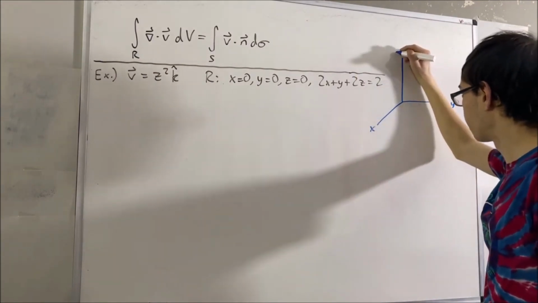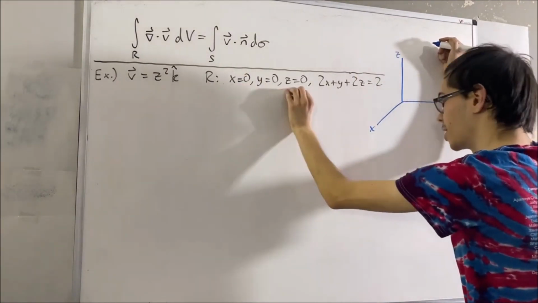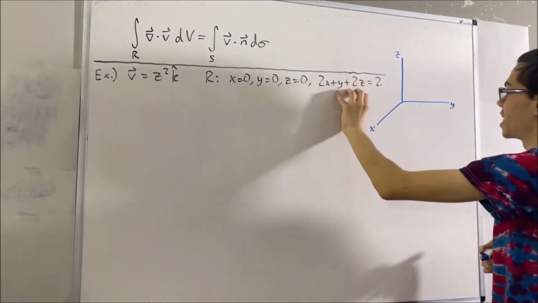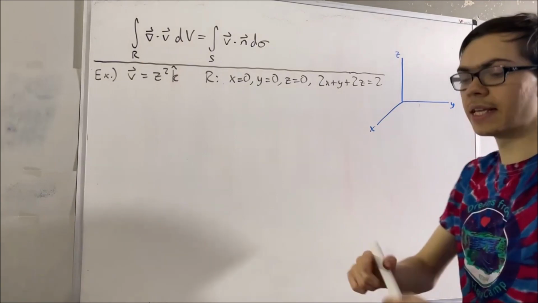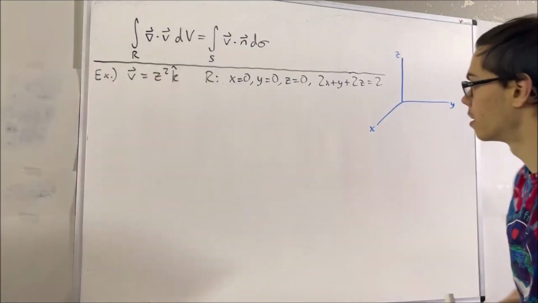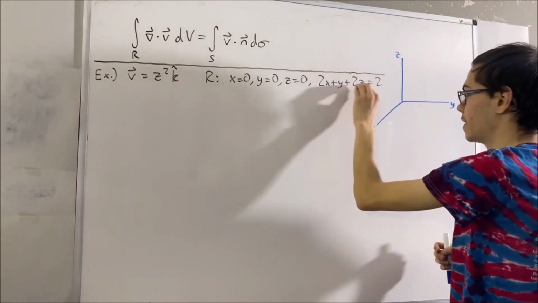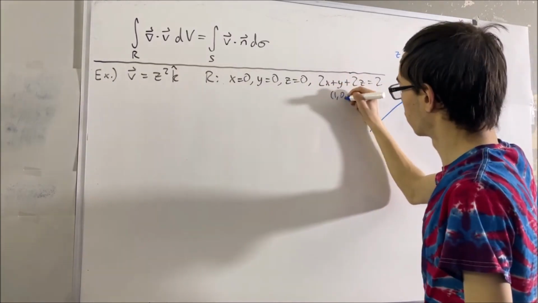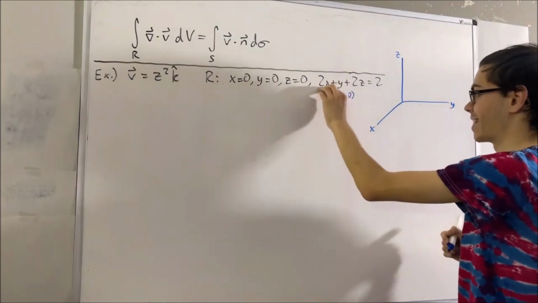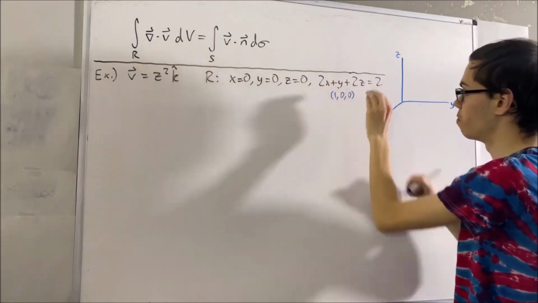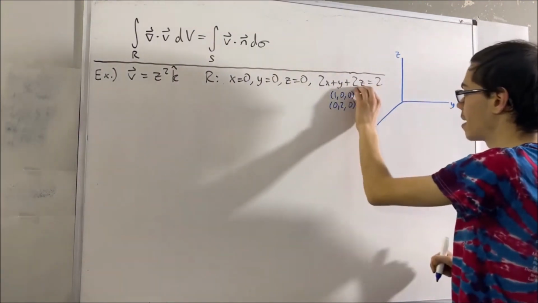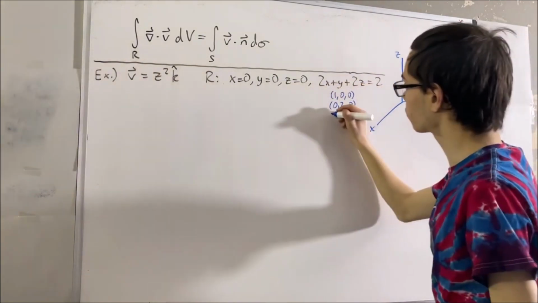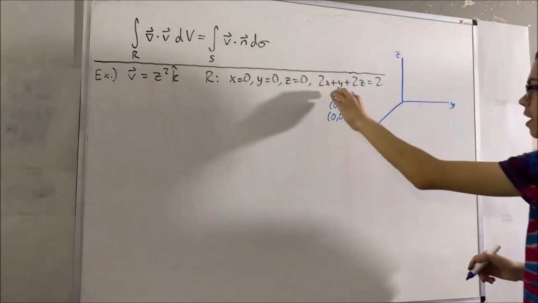So really, these 3 planes are pretty self-explanatory. It's this one that's the most complicated. Well, we could sketch this plane by determining the x, y, and z intercepts. For the x-intercept, if we set y and z equal to 0, we get 2x equals 2, which means x equals 1. For the y-intercept, you could set x and z equal to 0, you get y equals 2. And for the z-intercept, you set x and y equal to 0, you get 2z equals 2, which means z equals 1. So really now we just plot these 3 points.